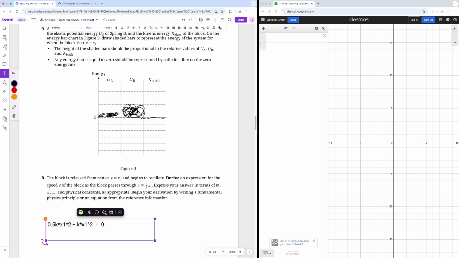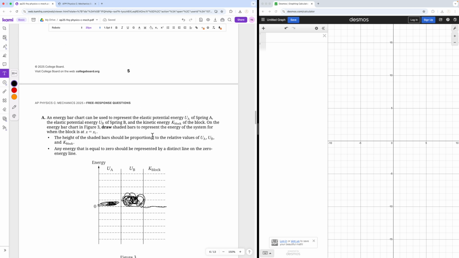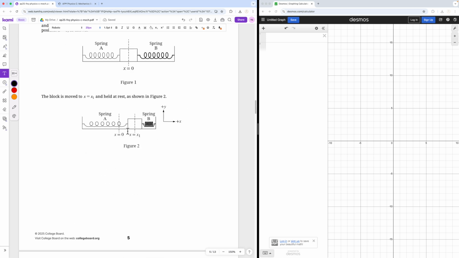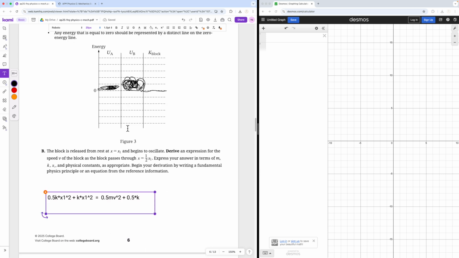So that's going to be 0.5 mv squared plus our new potential energies. And our new potential energies are going to be 0.5 times k. But what's the spring compression? We're being told it's going to be x is equal to 1/2 of x1. So it's going to be moved all the way over here. So the compression distance is actually going to be 1/2 of x1. And remember, this term is being squared, so it's actually going to be 1/4.